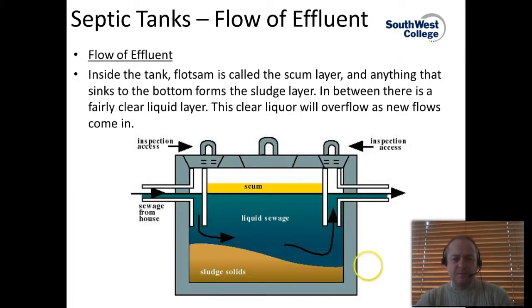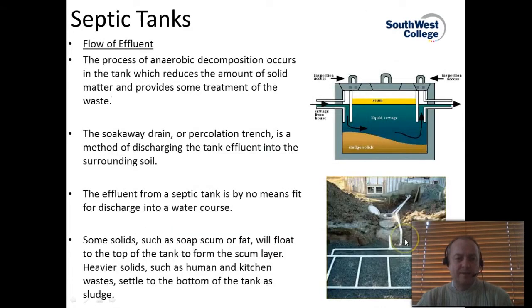Inside the tank, a layer of scum is generated, and this layer of scum is called flotsam, and anything that's solid sinks to the bottom and forms what's known as the sludge solids in the septic tank. In between there's a fairly clear liquid layer, and this clear liquid will overflow as new sewage comes in from the house. As new sewage fills the septic tank, the clear liquid falls out into your soakaway drain. The process of anaerobic decomposition occurs in the tank, and that reduces the amount of solid matter that builds up and also provides some treatment of the waste. So anaerobic digestion treats the waste.